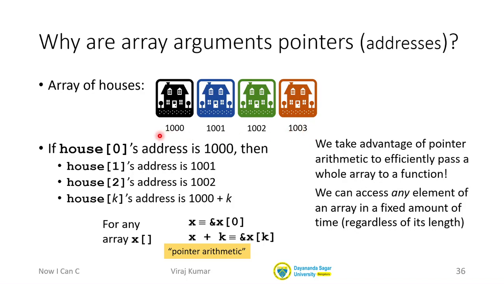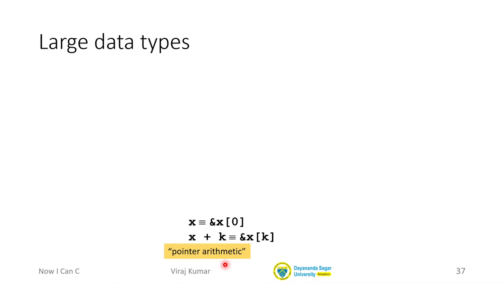Just standing over here, knowing that the beginning house has address 1000, and knowing that you're interested in the kth house, you can immediately figure out what the address of the kth house is. Now I mentioned that sometimes it's not just as simple as adding. So let me explain that with another example.